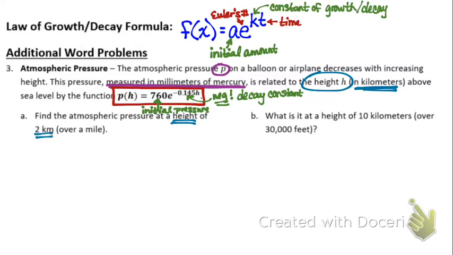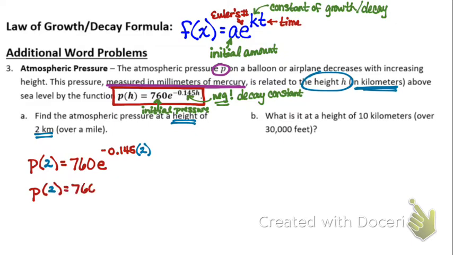a mile. And notice in the problem, my height is being measured in kilometers, so I'm just going to take this and substitute it in. I have P of 2 kilometers is equal to 760 times e to the power of negative 0.145 multiplied by that height of 2. I'm going to take this and pop it right into my calculator. You can multiply that exponential part together first if you want to.